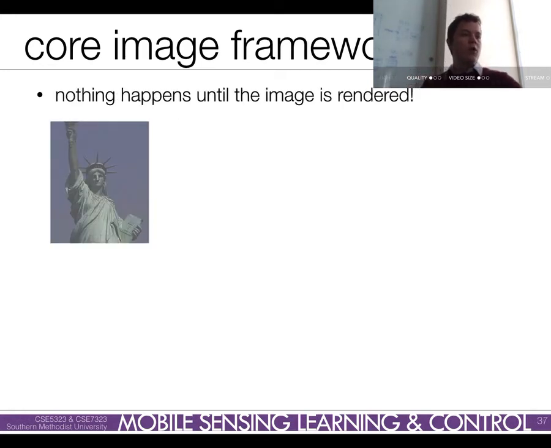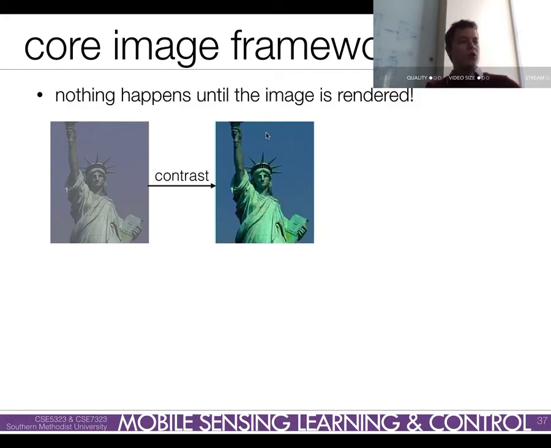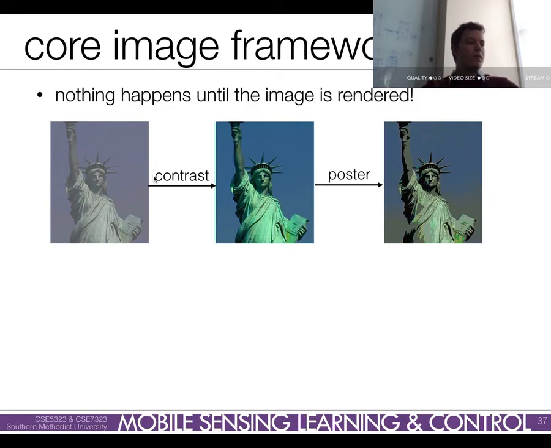Okay, so nothing happens when you set up these filters until the image is rendered. That is when you ask for that image back. Either you're going to save it into a UIImage, or you're going to display it on the screen of the phone, right? So let's say you have this image here of the Statue of Liberty. You might do a contrast enhancement, right? So you do a contrast enhancement here. You get rid of a lot of this haze that's in it. Essentially, you're just stretching the pixels out. Yeah? But then you might also want to do a posterization effect, right? Where you go through and essentially take a median filter across this thing, and you get these large contiguous areas.